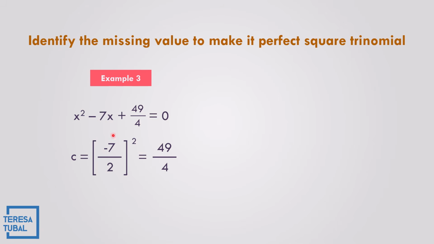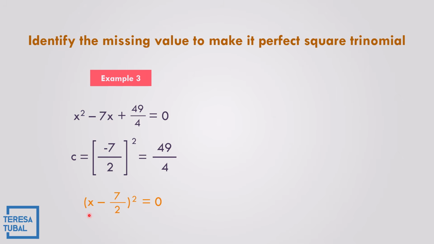To get the factored form of this given, the square root of x squared is x. Copy the sign, that is negative. Square root of the numerator, square root of 49 is 7. Square root of 4 is equal to 2.